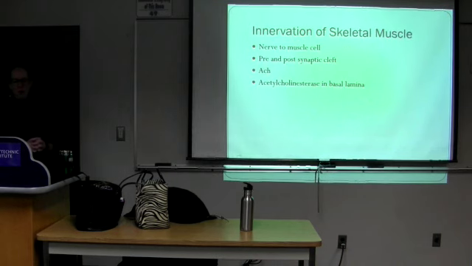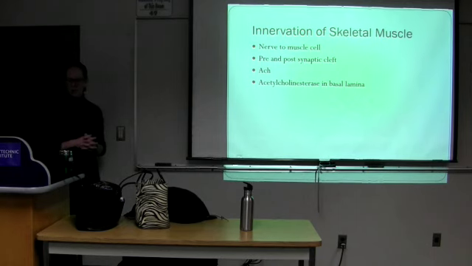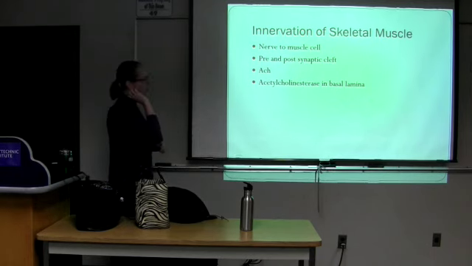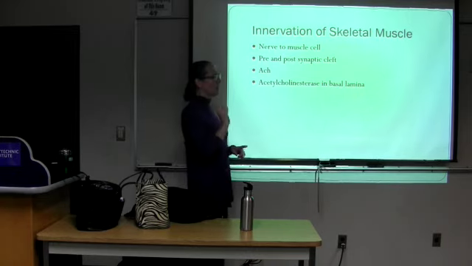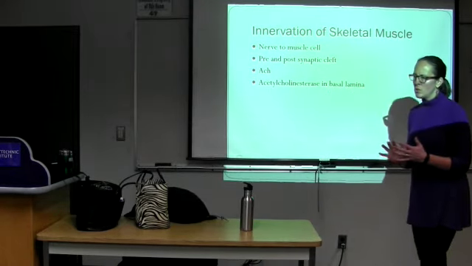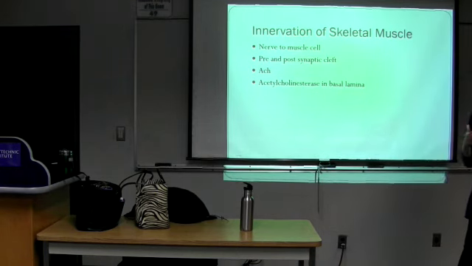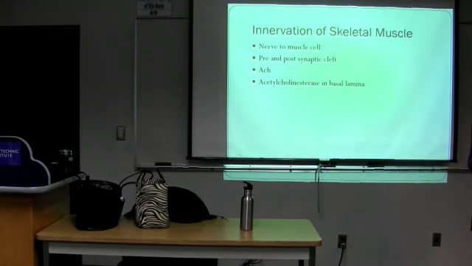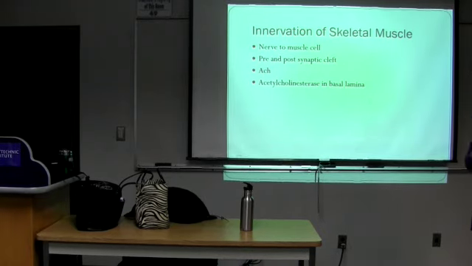Okay, so innervation of skeletal muscle. We've actually gone over this, so I'm going to go over it quickly. If there's something you don't understand, stop me. Talking about the nerve that goes to the muscle itself. So we've got that axon terminal, the synaptic cleft, and then the muscle receptors. Acetylcholine is released. We're talking about skeletal muscle. And then it's broken down by acetylcholinesterase.